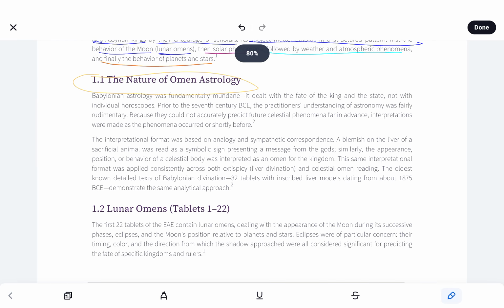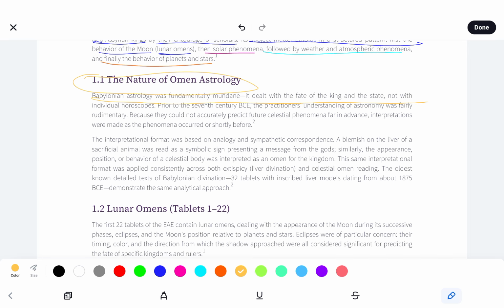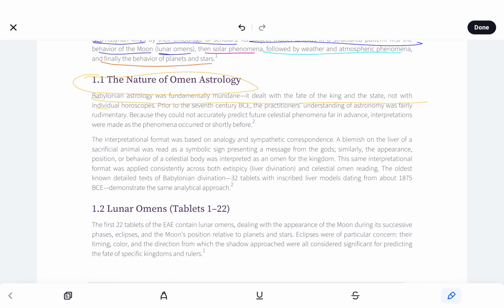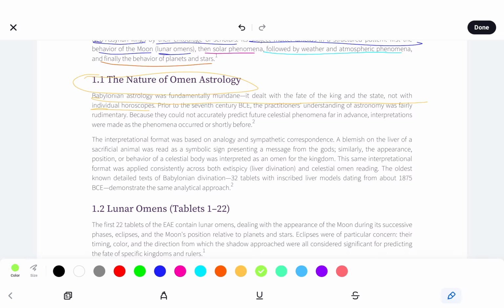The nature of omen astrology. So Babylonian astrology was fundamentally mundane. It dealt with the fate of the king and the state, not with individual horoscopes. Very important. Prior to the 7th century BCE, the practitioners' understanding of astronomy was fairly rudimentary.